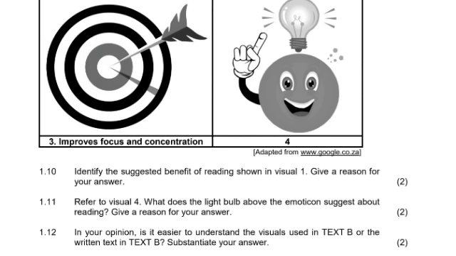So you will see that in 1.10 they say identify the suggested benefit of reading shown in visual 1. Like I said, me being able to say that when I look at visual 1, that is that brain that was holding a gym tool, it means that it's exercising your brain. So you need to be able to look at the visual and understand and relay what the visual is telling you. So it's basically interpreting the visual that you are looking at. Now it could be in cartoon form, it could be a picture of anything that is in real life. It's just you being able to relay what's on the visual.